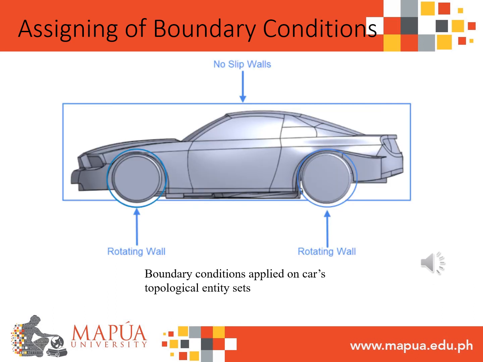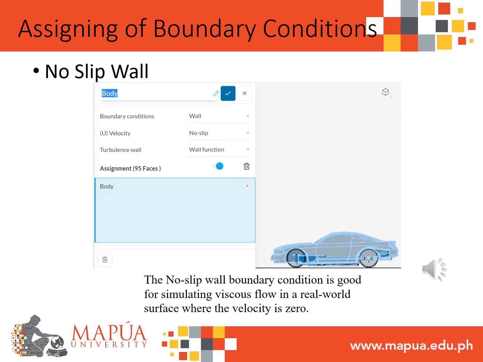Aside from assigning boundary conditions to the walls of the flow domain, we will also assign some boundary conditions to our car. This is where the topological entity sets we created will be useful. For the body of the car, we will assign a no-slip wall boundary condition to it because it is not frictionless. And by doing so, the concept of boundary layer will be applicable to it. And that means the velocity of the flow on the surface of the car will be zero.